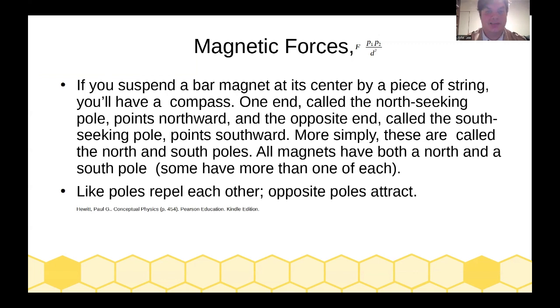A bar magnet is something that seemingly doesn't require the motion of charges in order to cause a force. If you suspend a bar magnet at its center by a piece of string, you'll have a compass. One end, called the north-seeking pole, points northward, and the opposite end, called the south-seeking pole, points southward. More simply, these are called the north and south poles. All magnets have both a north and a south pole. Some have more than one of them. Like poles repel each other and opposite poles attract.